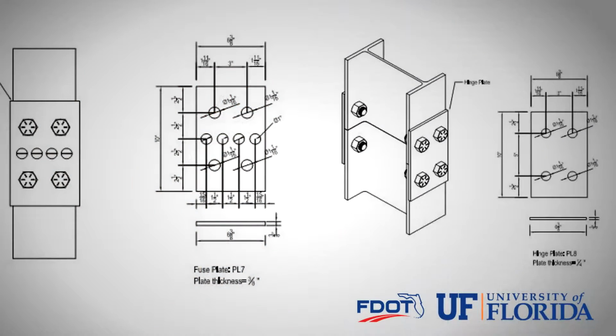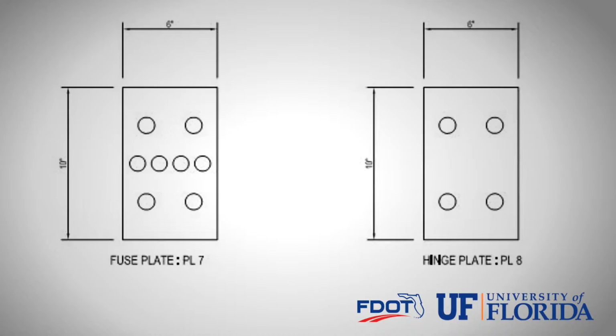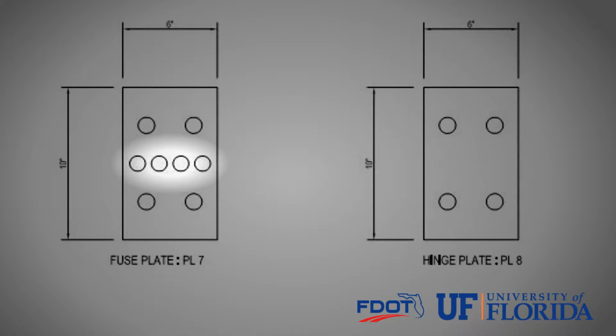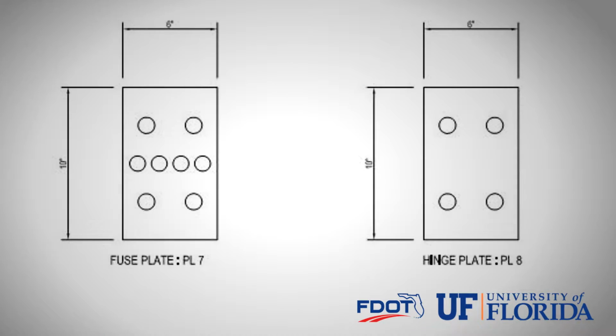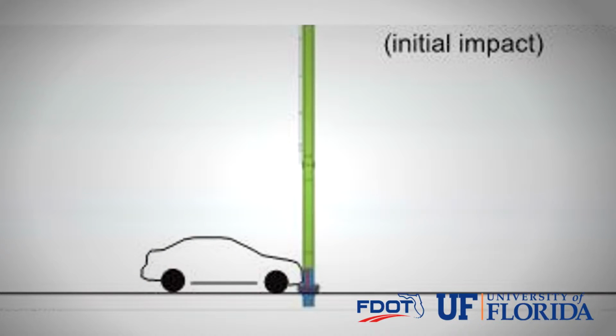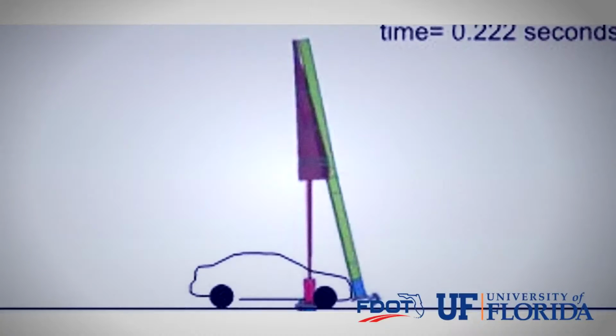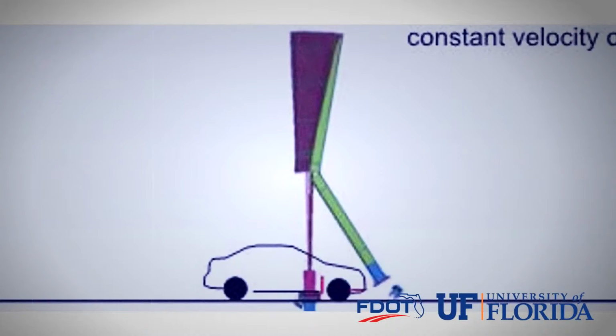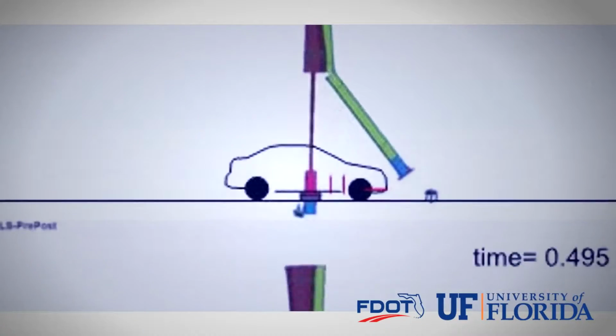The fuse plate and hinge plate connection is located directly under the sign panel. The fuse plate is perforated by 4 1-inch diameter holes to weaken the tensile strength of the plate. During impact, the fuse plate ruptures and the hinge plate allows for the impacted post to rotate out of the way of the vehicle while also keeping the upper post from falling onto the vehicle during the impact event.